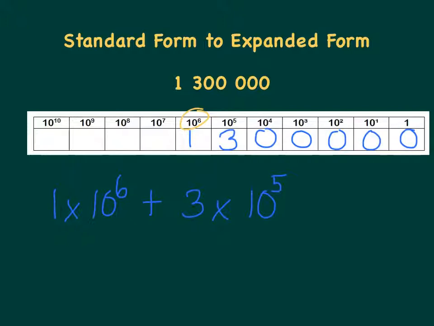So this would be my expanded form for this extra large number. 1 times 10 to the 6, because that's what's in my column of 10 to the power of 6, plus 3 times 10 to the 5th power, because that's what's in that column. And these are all 0, so I don't have to represent them at all. This is my final representation of expanded form.